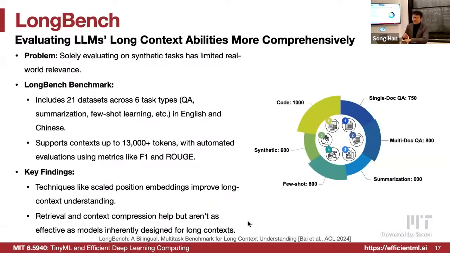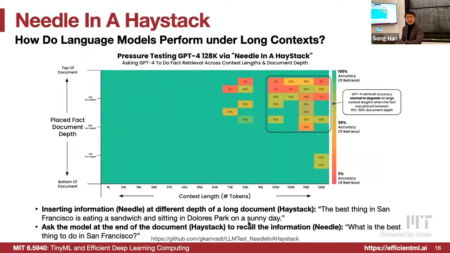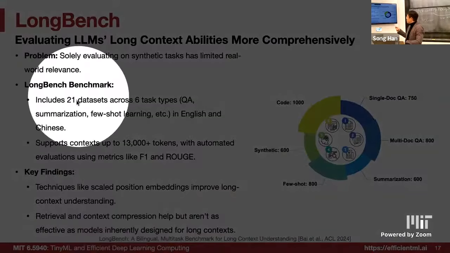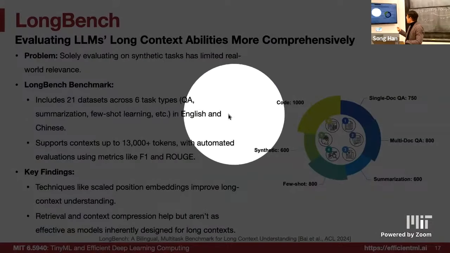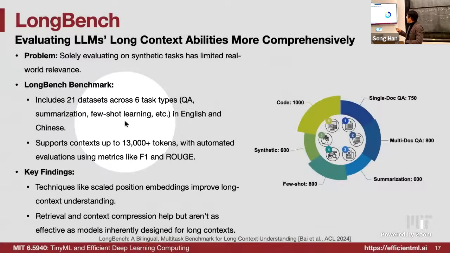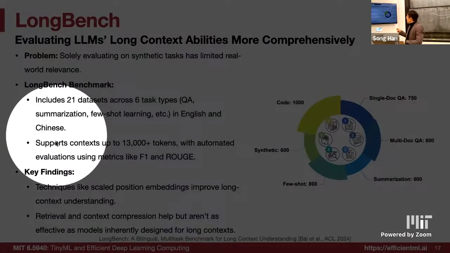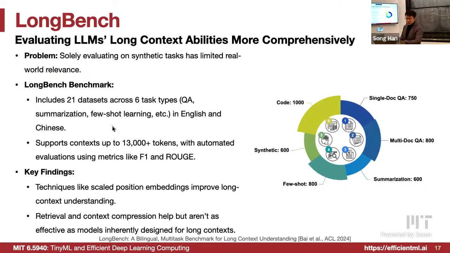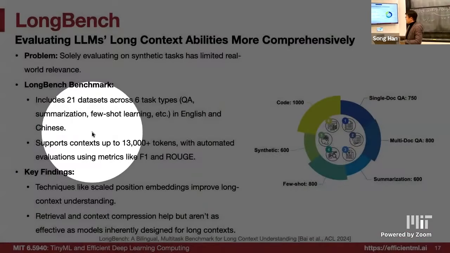Another benchmark is called LongBench, to evaluate the long context capability more comprehensively. The needle in the haystack is still an artificial, synthetic benchmark, right? But this is a more real-world dataset. For example, it includes different tasks like question answering, summarization, few-shot learning, in English and Chinese, and supports context up to 13K tokens, which is still not quite long, but with automated evaluation metrics.